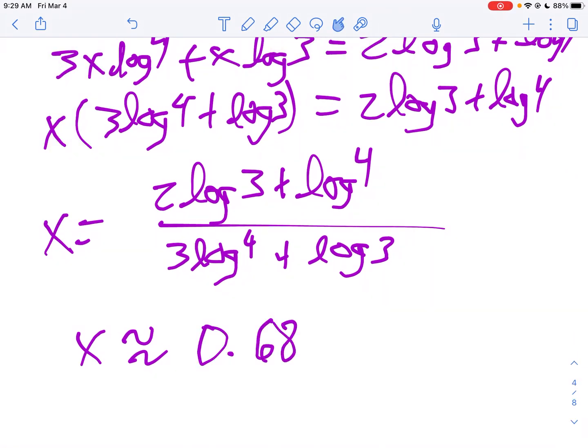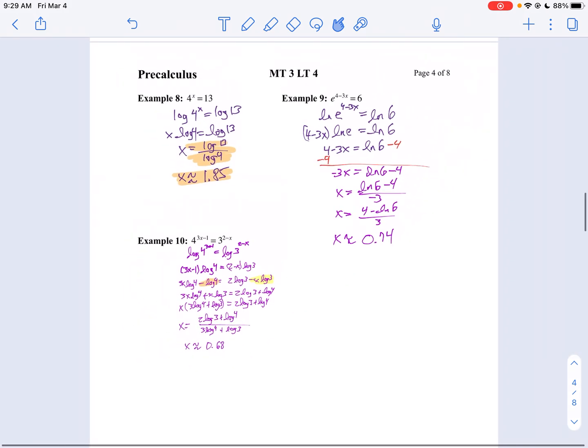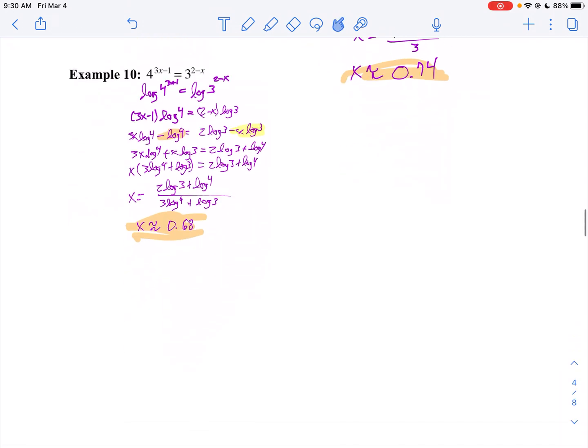So it's really just a bunch of algebra, isn't it? That's all we're really doing in this example. I always like to highlight my answers or circle them.